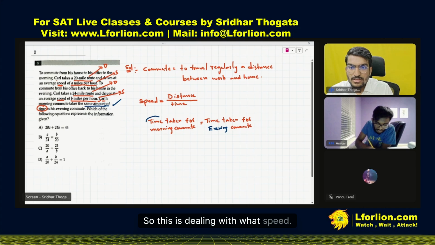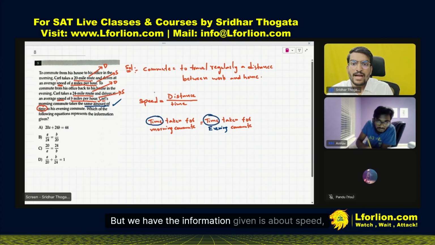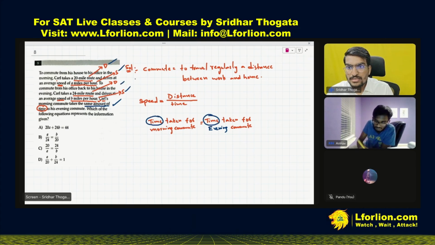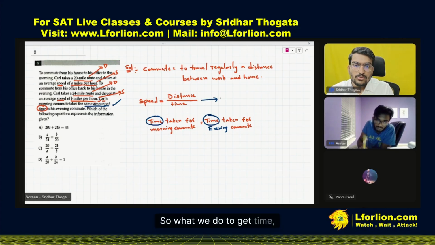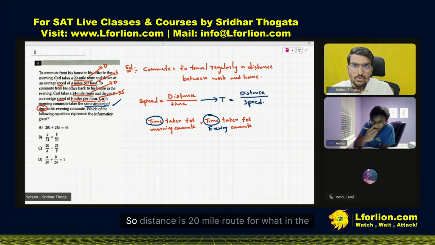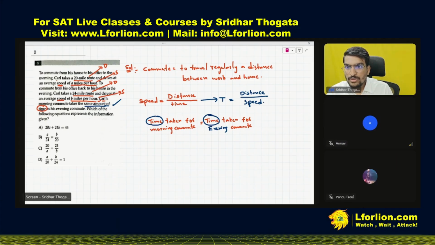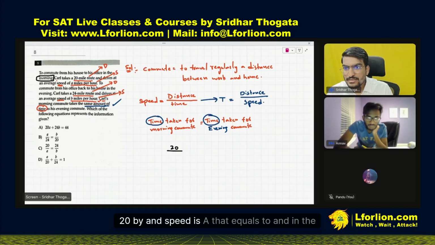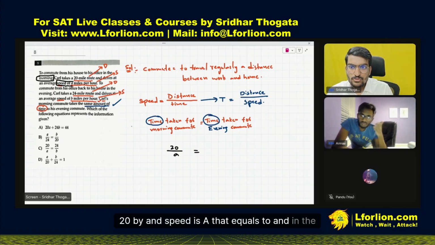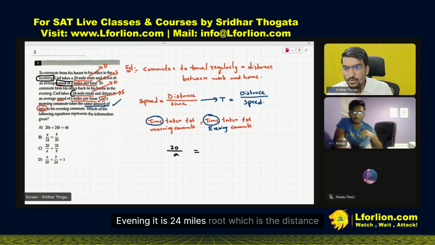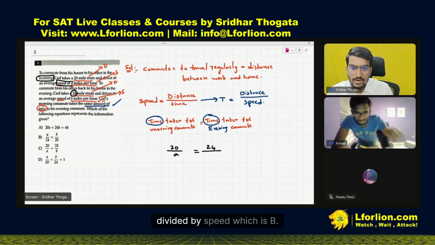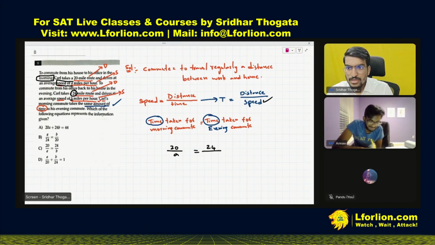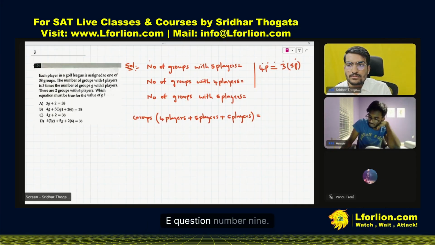So this is dealing with what? Time. But the information given is about speed and distance. So to get time, we use time equals distance by speed. The distance is the 20-mile route in the morning, so 20 by speed A, that equals, and in the evening it is the 24-mile route, which is the distance, divided by speed B. This is our answer.